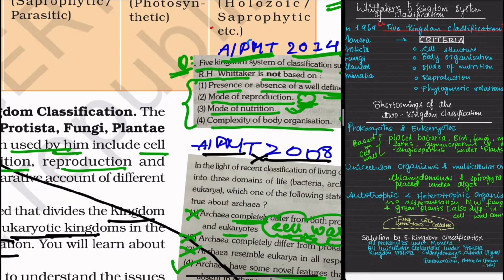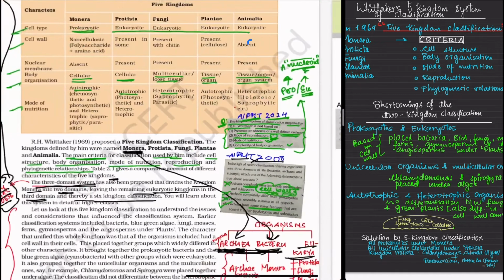So the most appropriate out of these is mode of reproduction. As far as we are taught, Whittaker's classification, we have not used mode of reproduction, and neither in this table is given mode of reproduction. So we will not consider mode of reproduction as a criteria. So we'll take this option.